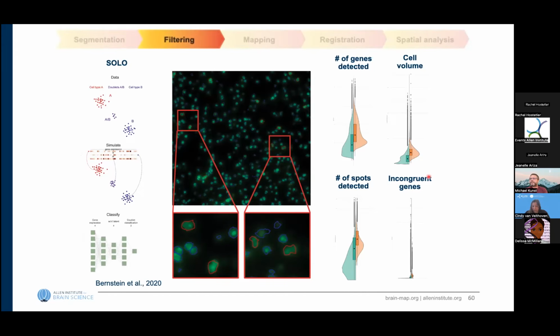So how do we find them? We used a tool called Solo. It's a deep learning approach where you take your data and generate artificial doublets by randomly taking 2 different cells and merging them into a doublet. You then encode everything into a deep neural network using a variational autoencoder. And that learns a classifier that can then be run over your data to identify which cells can be classified as singlet versus doublet.